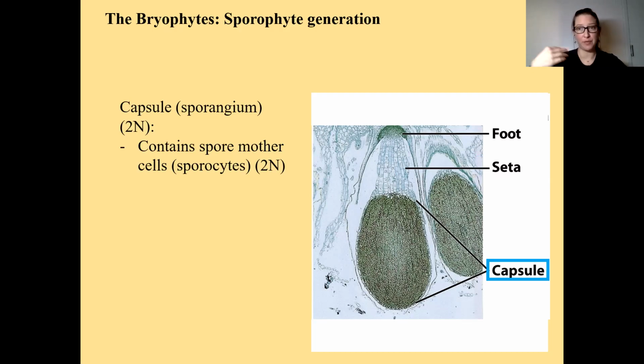I don't know if you remember from the last class when we talked about the alternation of generations, but remember you have those spore mother cells that are diploid. And those spore mother cells are inside of that sporangium, and those are going to be what undergoes meiosis to make the haploid spores.